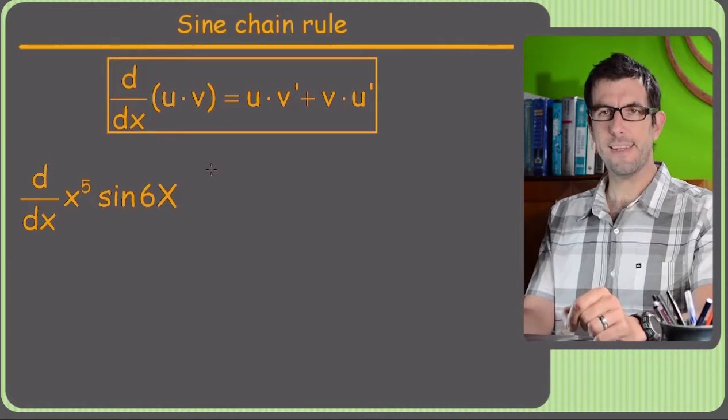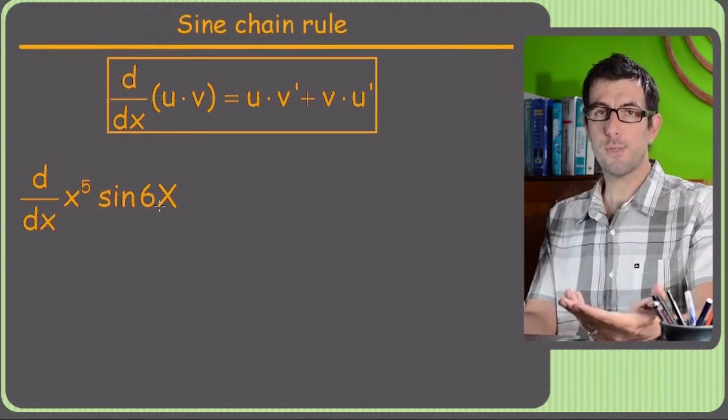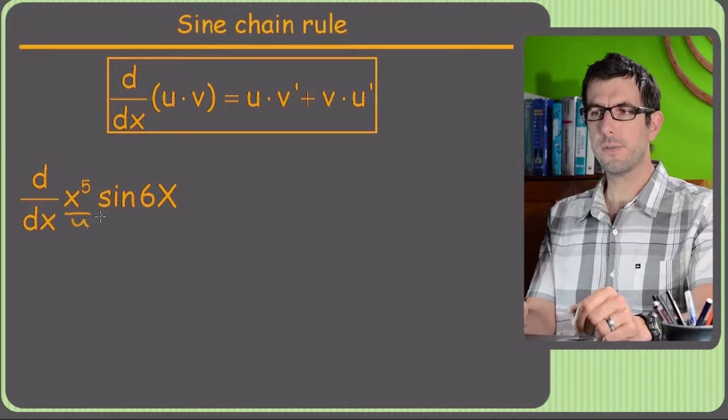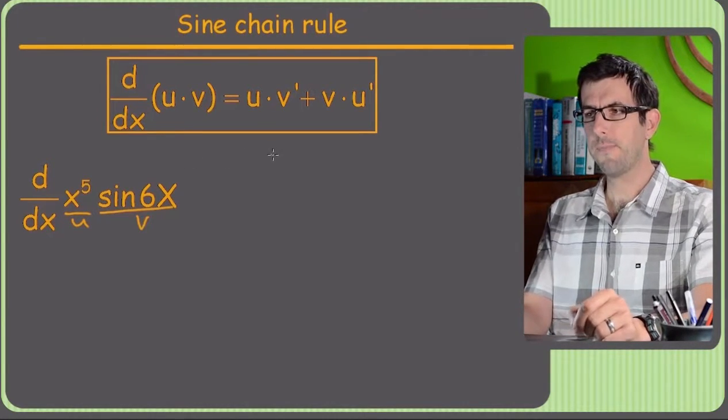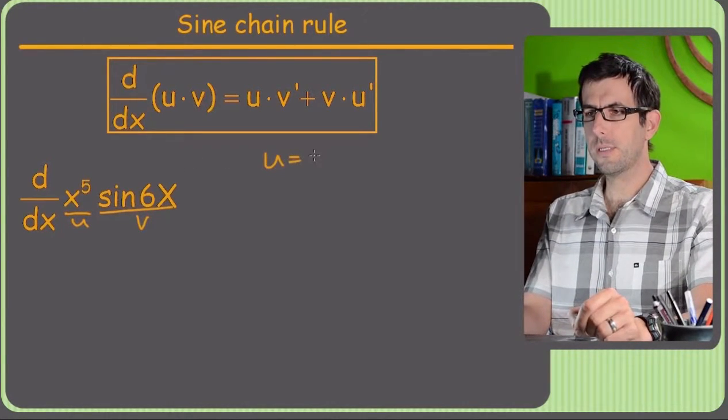All right, so once again, we've got something times something, so let's just write it out separately. Let's call this u, call this v, just for kicks. So u is x to the 5th.